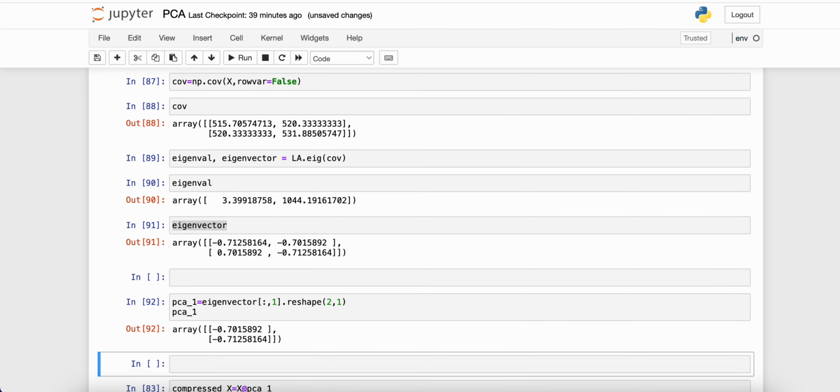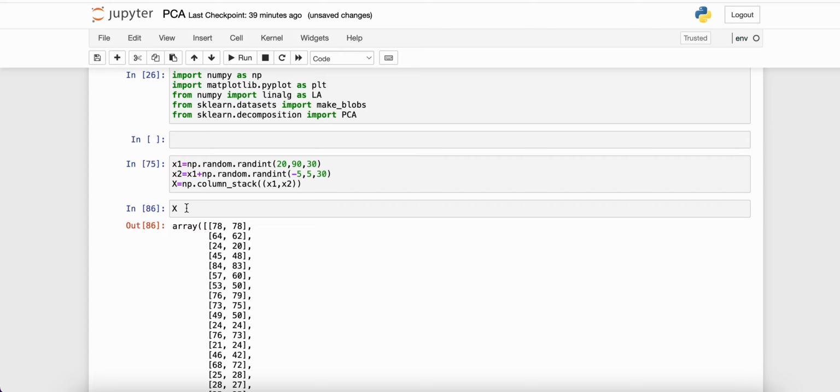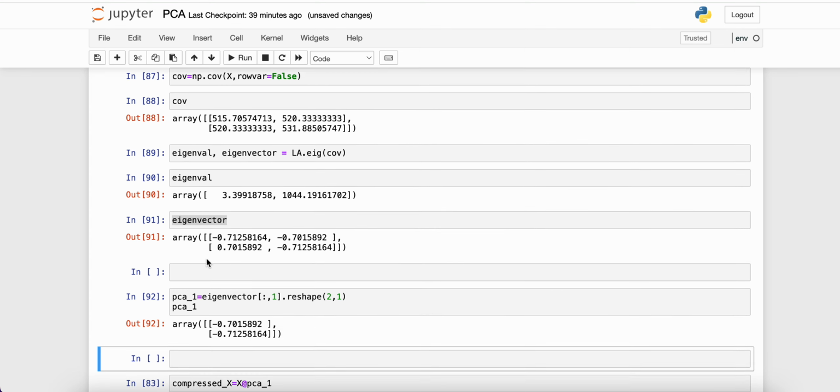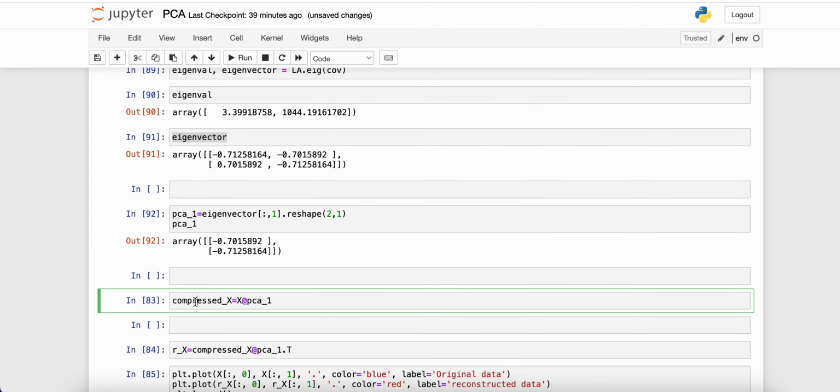If you want to project this data along its first principal component, you have to multiply it with the first principal component. So this is what we are doing here. This will give you the compressed data.